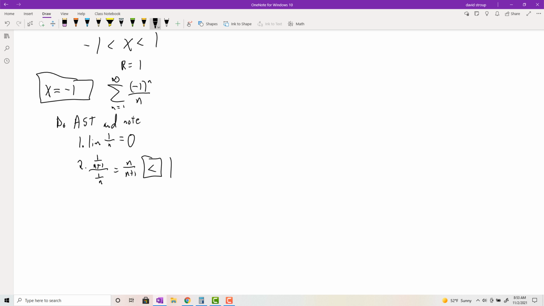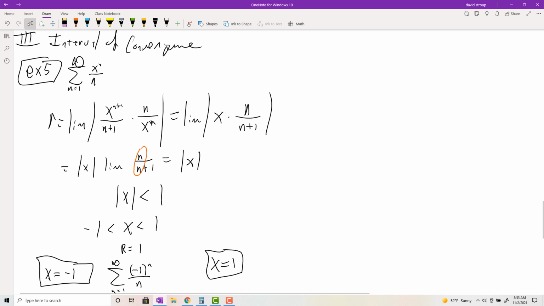It's just one of those factoids that's so obvious it goes over your head. So anyways, because of the AST, this thing converges. So hence it's convergent at that endpoint. Then you go to x equals 1 and do the same game. So again, wherever you see x in the original series, you're plugging in a 1.